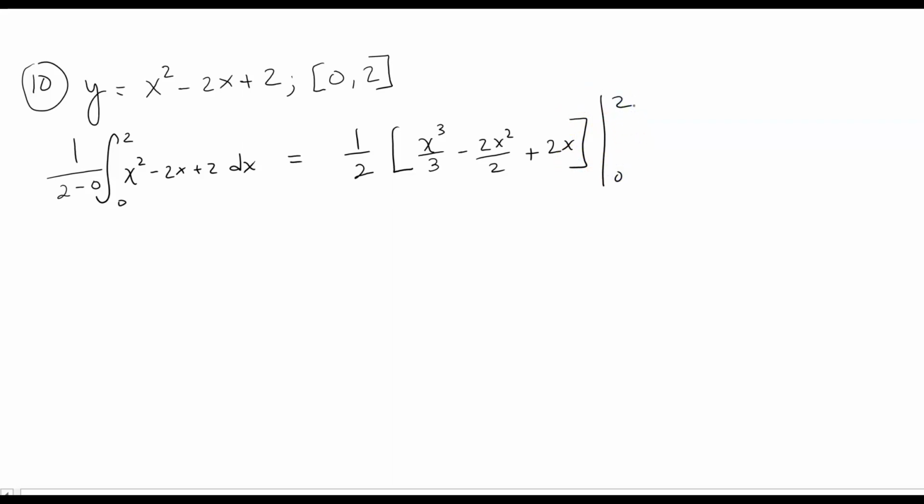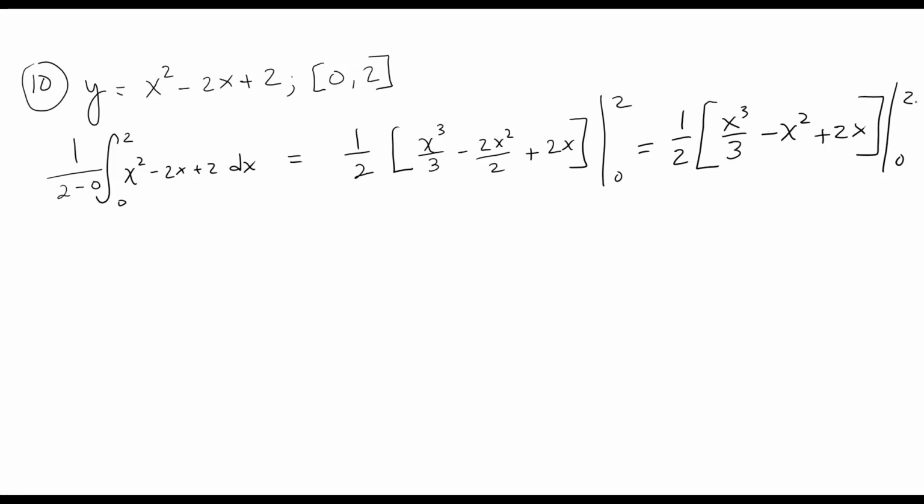The 0 makes this one really nice because there's actually nothing to plug in if you think about it. But we can clean this up just a little bit. We get x cubed over 3 minus x squared plus 2x from 0 to 2. And we don't actually have to plug in 0 because all of these things inside have an x. They're all going to be 0 in effect. So basically our answer boils down to 1/2 of 2 to the third power divided by 3 minus 2 to the second power plus 2 times 2.